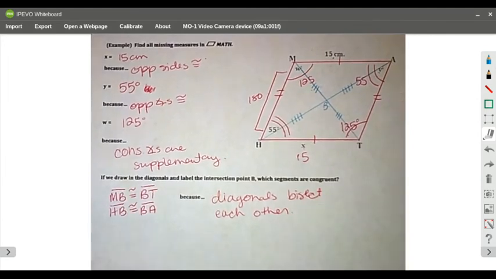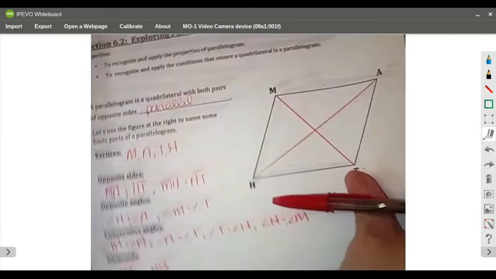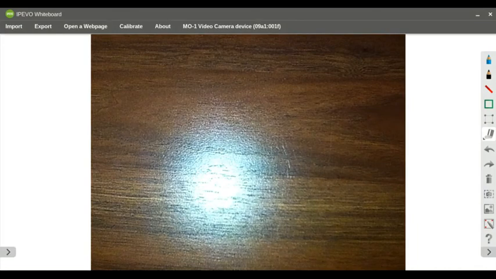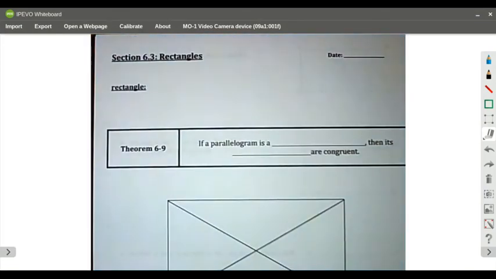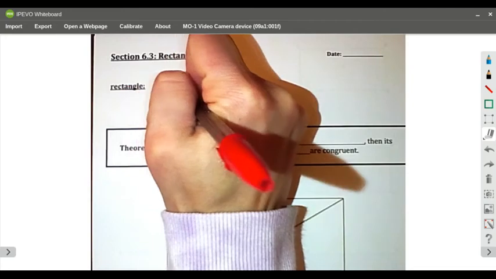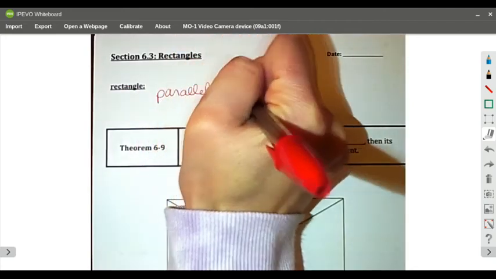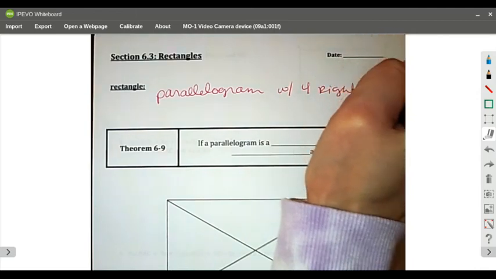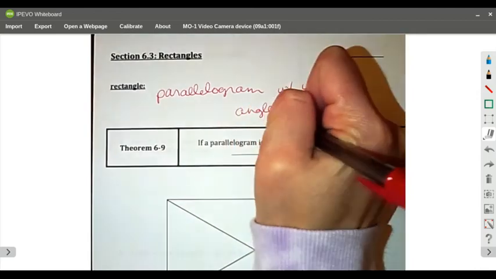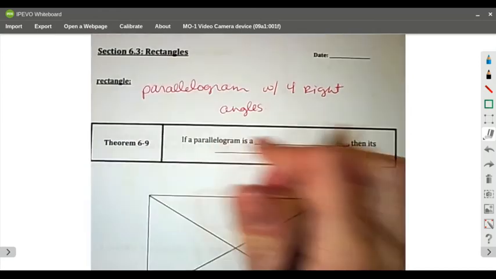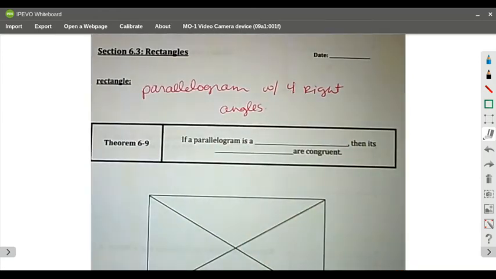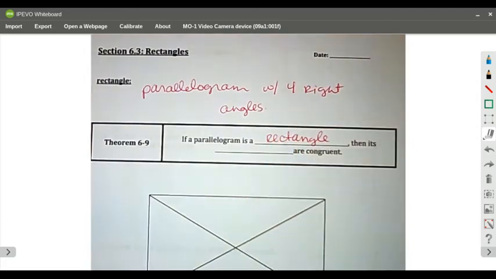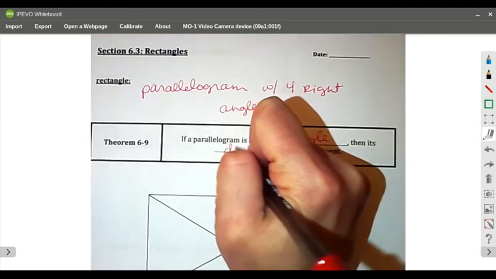So there's that one. I'm also going to talk about rectangles. For the definition of a rectangle, I'm going to say that it's a parallelogram with 4 right angles. So that's one way you can describe it. This theorem here gives it a little more specific. If a parallelogram is a rectangle, then its diagonals are congruent.